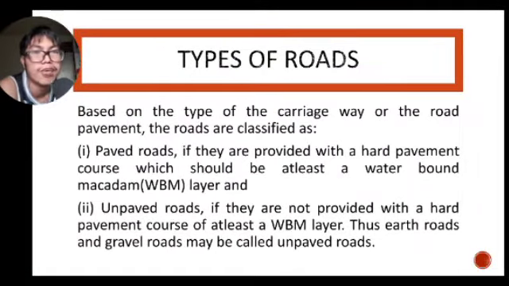Type of roads. Based on the type of the carriageway or the road pavement, the roads are classified as: first is the paved roads, if they are provided with a hard pavement course which should be at least a water-bound macadam WBM layer, and unpaved roads if they are not provided with a hard pavement course of at least a WBM layer. Those earth roads and gravel roads may be called unpaved roads.